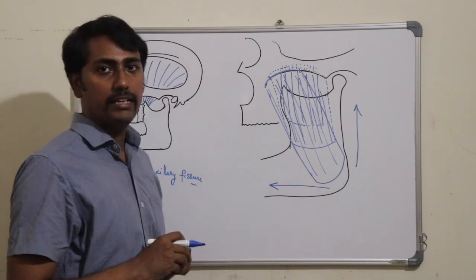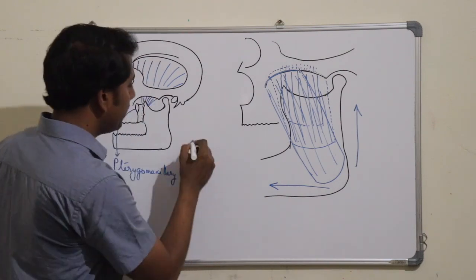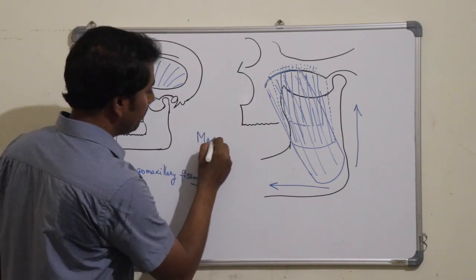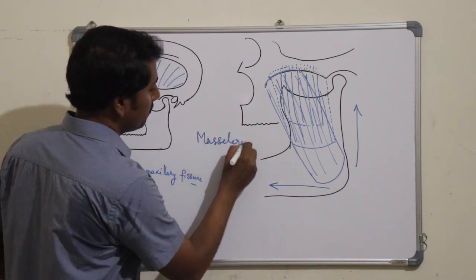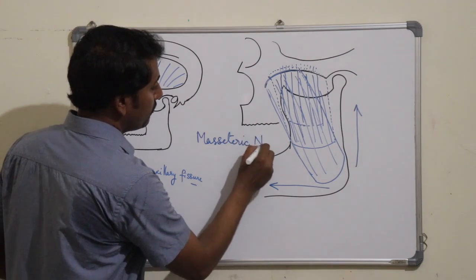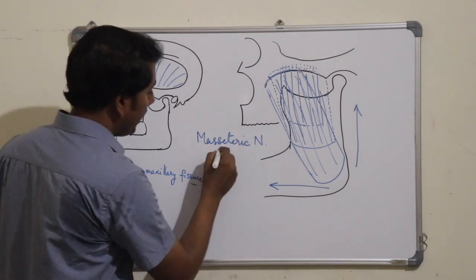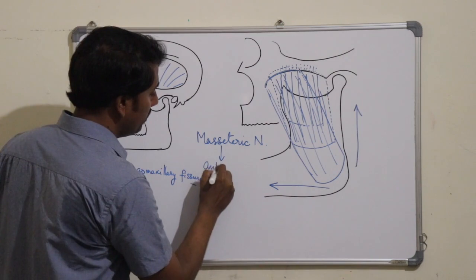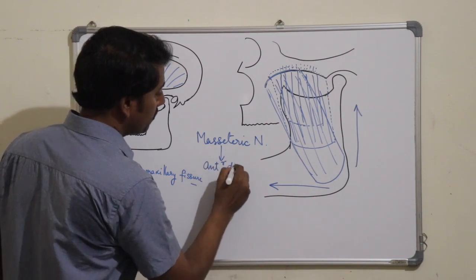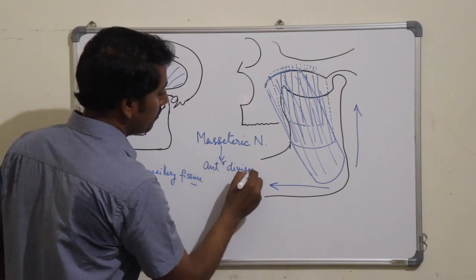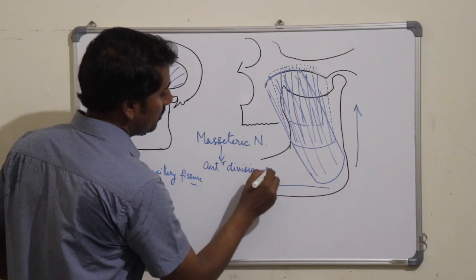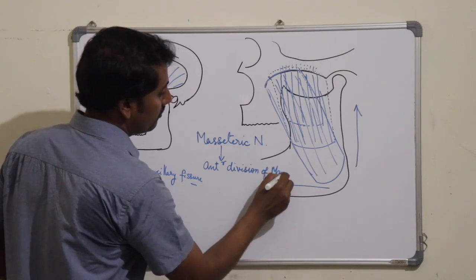The masseter muscle is supplied by the masseteric nerve, which is a branch from the anterior division of the mandibular nerve.